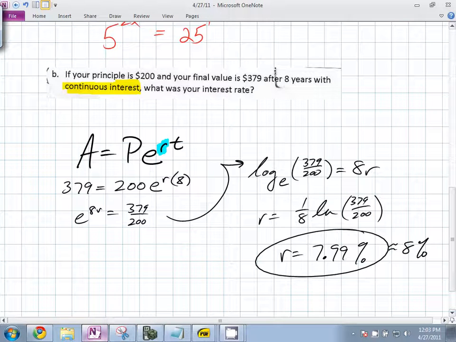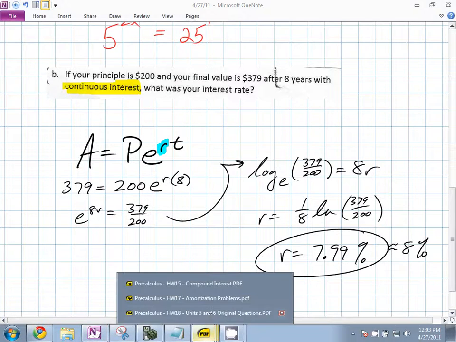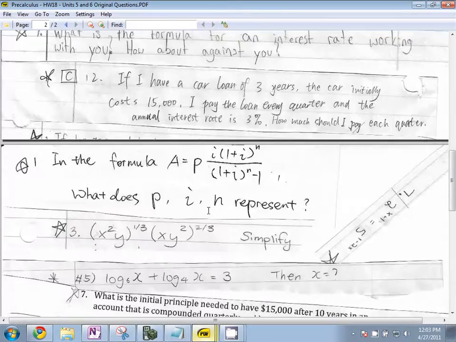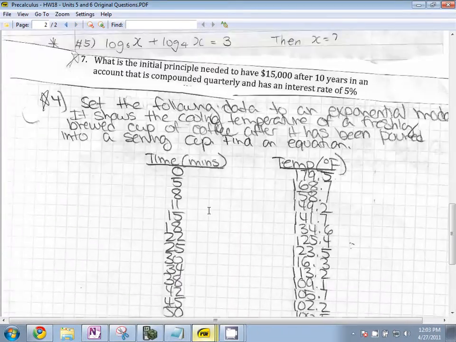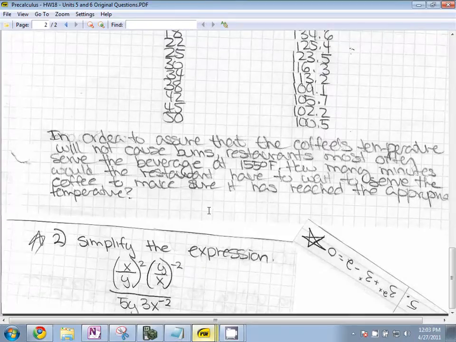So again, a money problem, but really what kind of question is it? Logs and exponents. You need both. You need both in order to do this question. Absolutely. Okay, let's move on to the second sheet. Any thoughts on questions from the second sheet that you want to talk about? Anything from the second sheet you want to talk about?